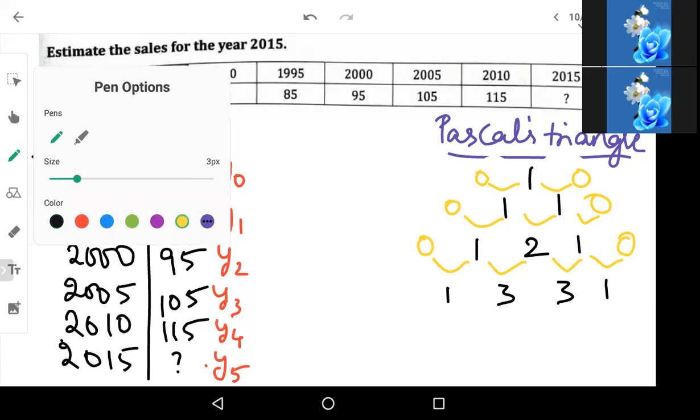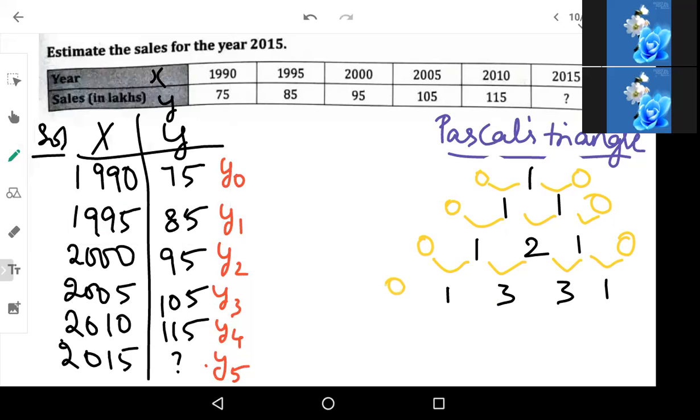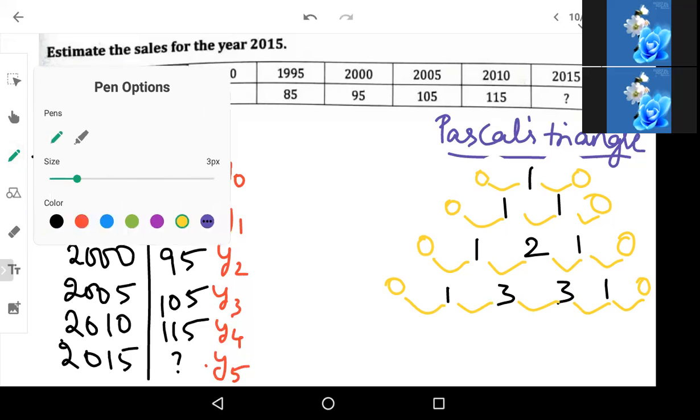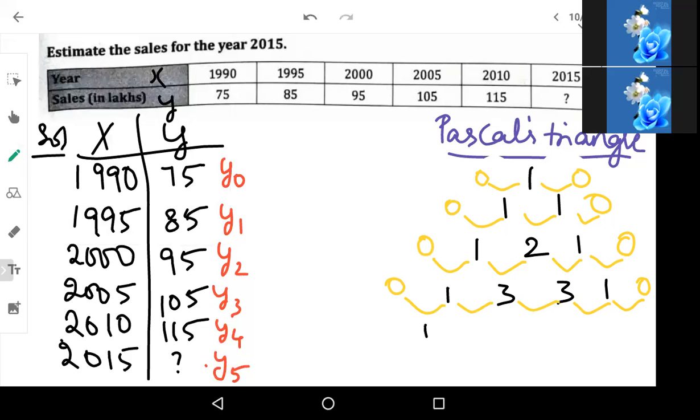Okay. Now again take the numbers, assume the zeros. Now again add these two. So 0 plus 1 is 1, 1 plus 3 is 4, 3 plus 3 is 6, 3 plus 1 is 4, 1 plus 0 is 1.